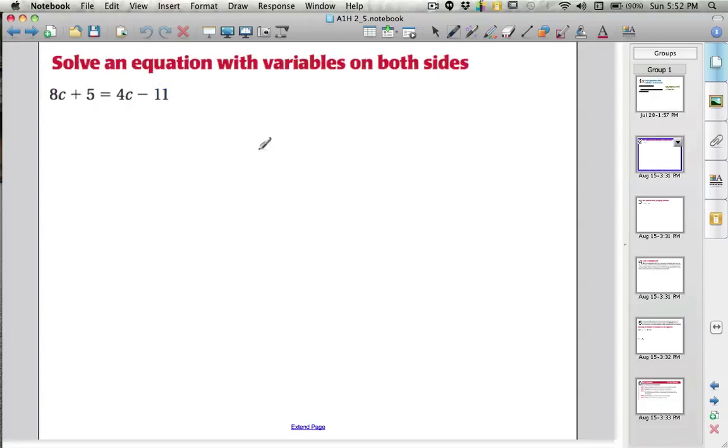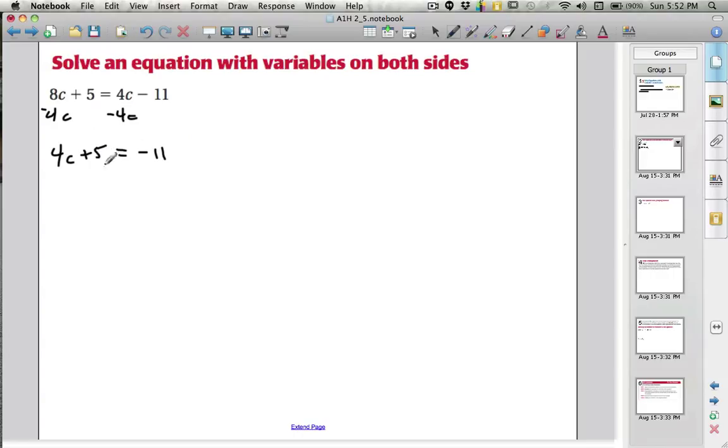So if I want to start off by looking at solving an equation with variables on both sides, you see I've got 8c on this side and 4c on that side. And what I'm going to want to do in order to solve that is get them onto the same side. So I'm going to do that by subtracting 4c from either side of the equation. Now, I could have subtracted 8c from either side, but it's always in your best interest to try to keep the coefficient with the variable to be positive.